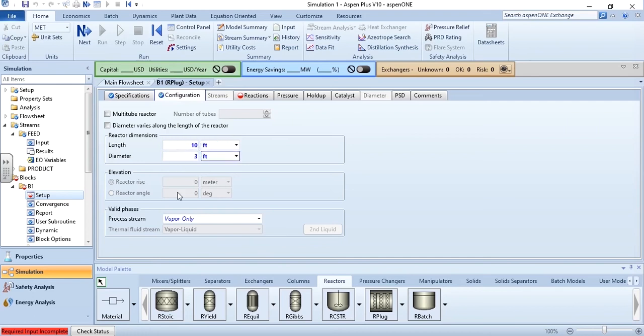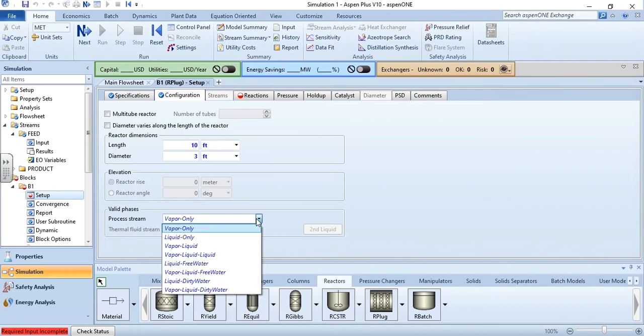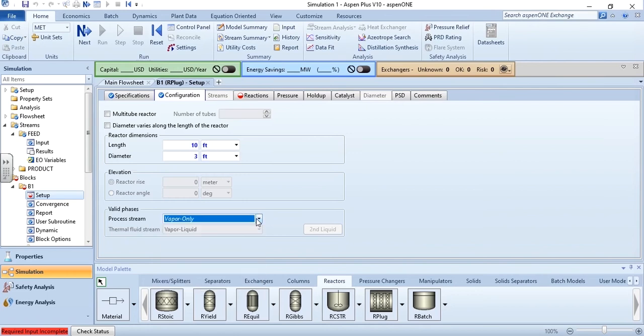Minimum 2 requirements. And then the process stream, this is a vapor phase reaction, so we will have to select the vapor only. If it would have been a liquid phase reaction, then we would have to change it here. Please remember that you have to select the same phase that has been given to you. If you select the wrong phase, your answers will be wrong or it will not converge at all.